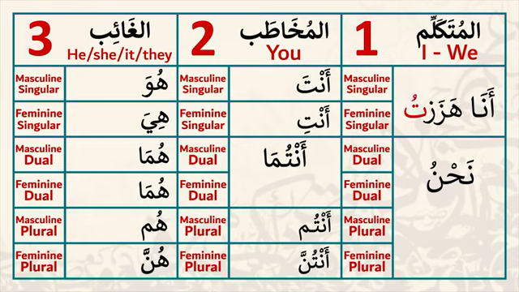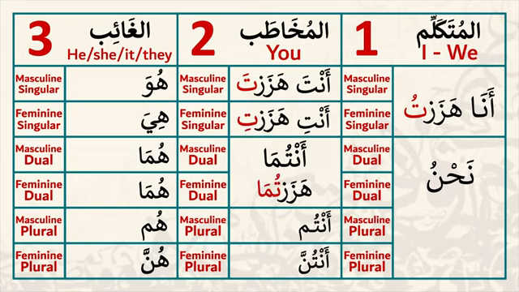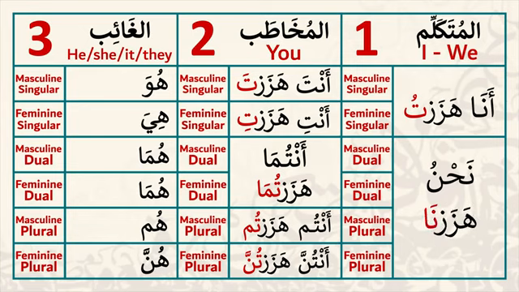أنا هززت, أنتَ هززتَ, أنتِ هززتِ, أنتما هززتما, أنتم هززتم, أنتن هززتن. The same process with the exception of untying the duplication. The second pronoun, نا الفاعلين. First, is it a consonant or a vowel? It's a vowel, so the duplication will also be untied. نحن هززنا.